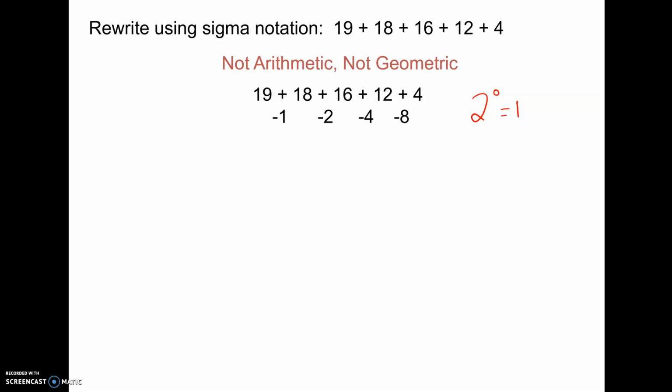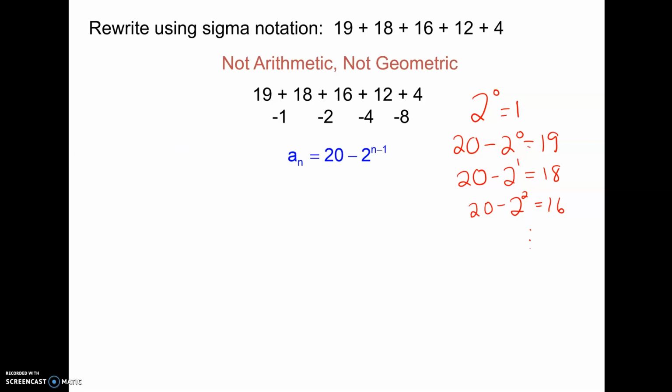So if you think about it, let's try to piece this together, okay? So how do I end up with 19? How do I use a power of 2 to get 19? Well, what if I started at 20 and I subtracted 2 to the 0? That equals 19. Well, how do I get 18? All right, so let's start with 20 again, because we're trying to come up with the general formula. And I subtracted 2 to the first. Does that work? Yeah. Let's see if that works for 16. Yeah, that's 20 minus 4. I think we have a pattern here. Okay. So that's my explicit formula for this sequence.